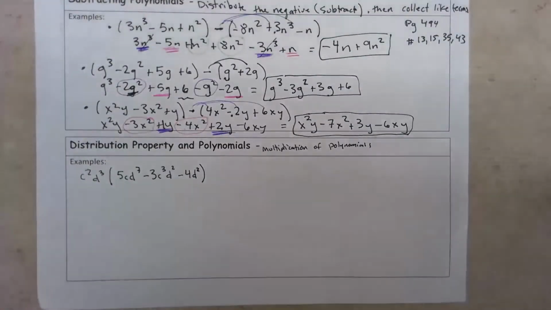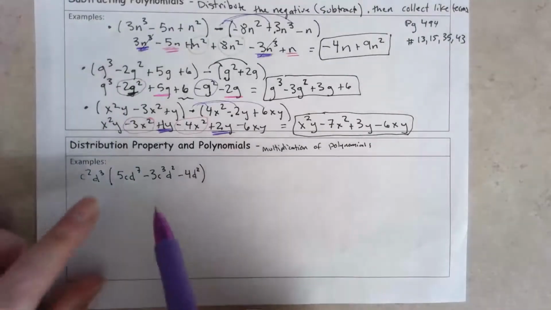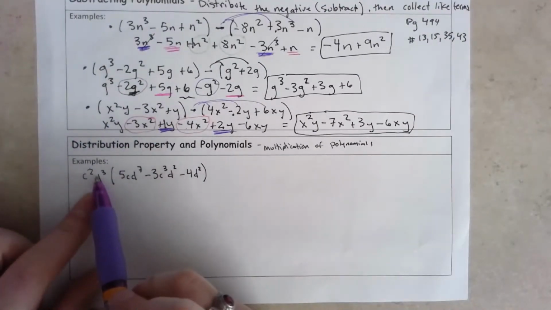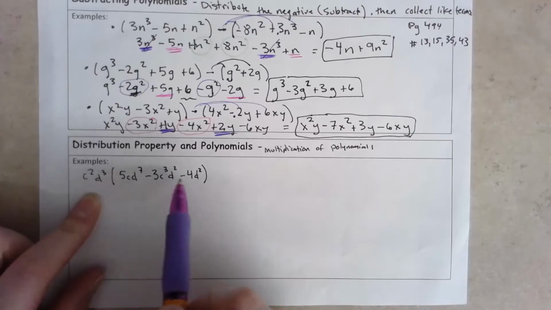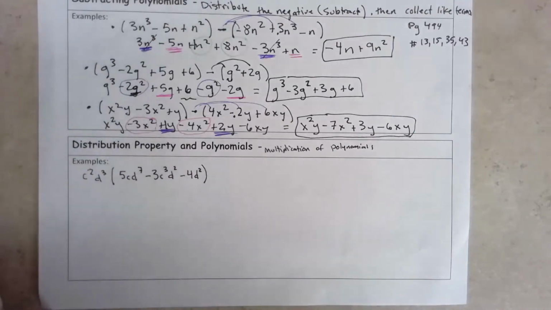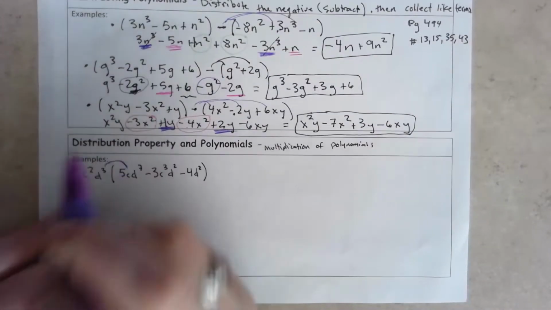Okay, the distributive property says that if I have this situation, I can distribute or multiply this into everything in here because it's subtraction or addition. So it's actually called the distributive property over addition and subtraction. So we're going to multiply this to each term.